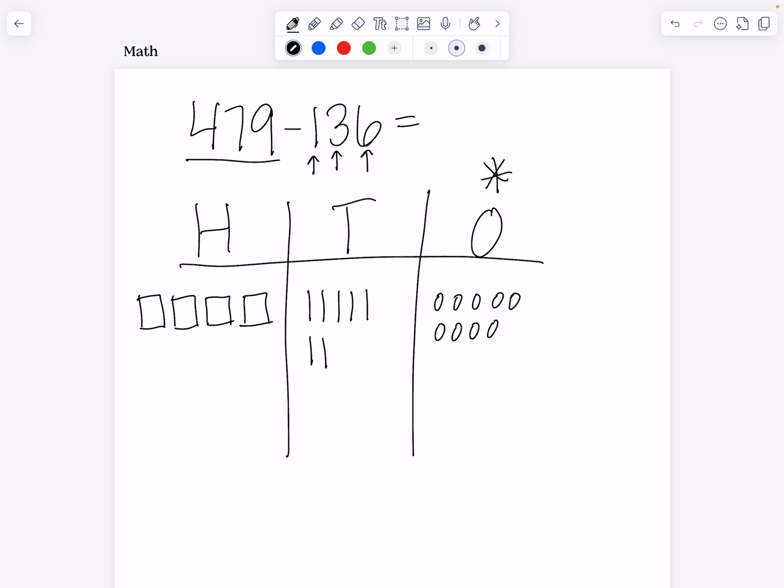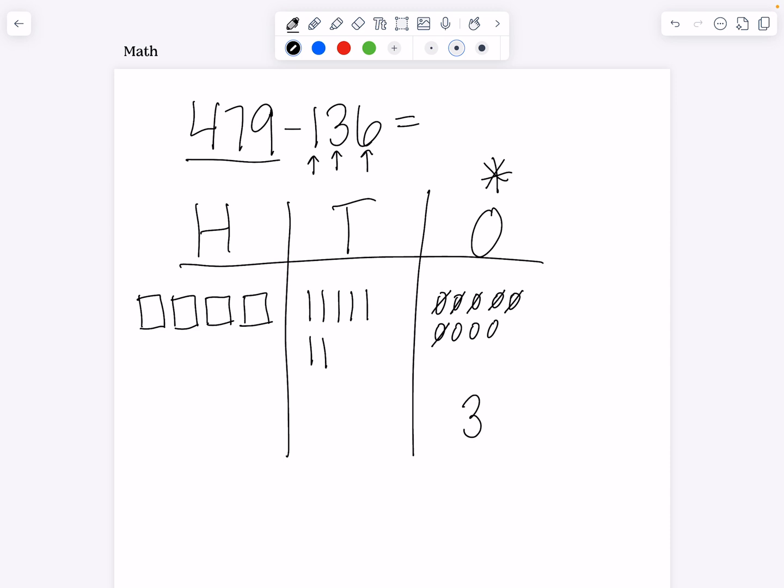First, I have to take away 6 because there's a 6 in my ones place. So I'm going to cross out 6. Notice that I'm just going to do a slash. Whoa, accidentally erased. I'm only going to do a slash. The slash is representing subtraction. So I've got 1, 2, 3, 4, 5, 6. How many were left after I did that? I've got 3. So I record that at the bottom.